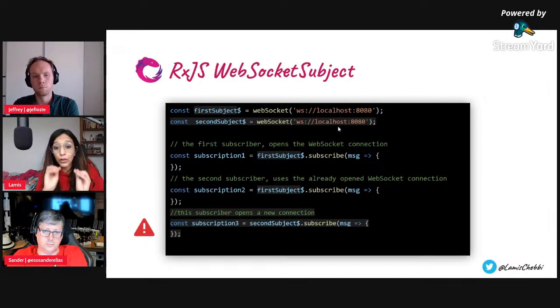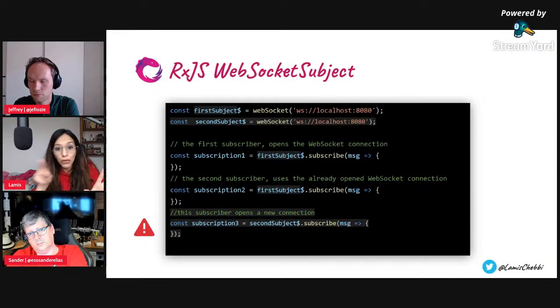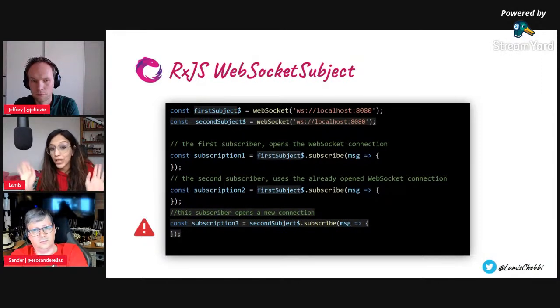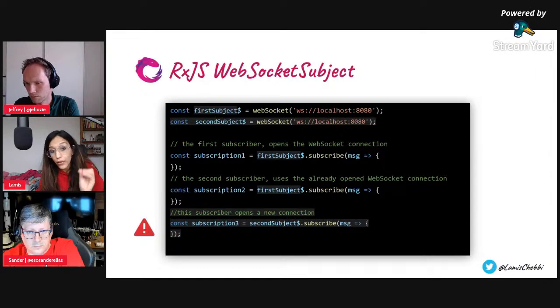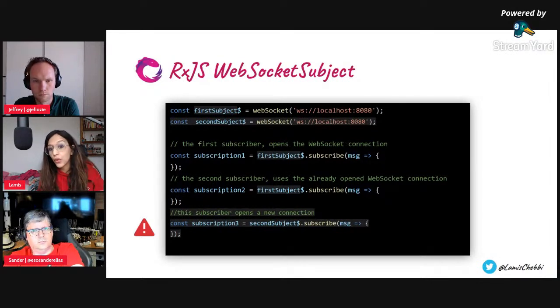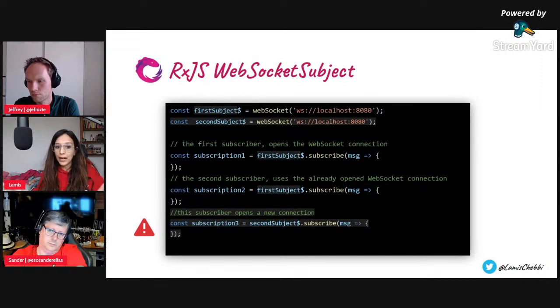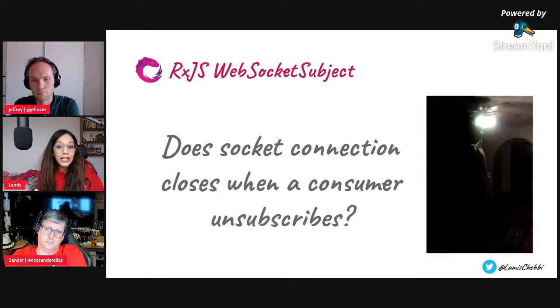And I put this example in on purpose. So bear in mind that if you have even two different instances pointing to the same URL, it will open separate connections for you because it's a new instance. Okay, so you always have to work on the same instance in order to take advantage of this optimization. Otherwise, if there are two different references, then you get two different WebSocket connections systematically.